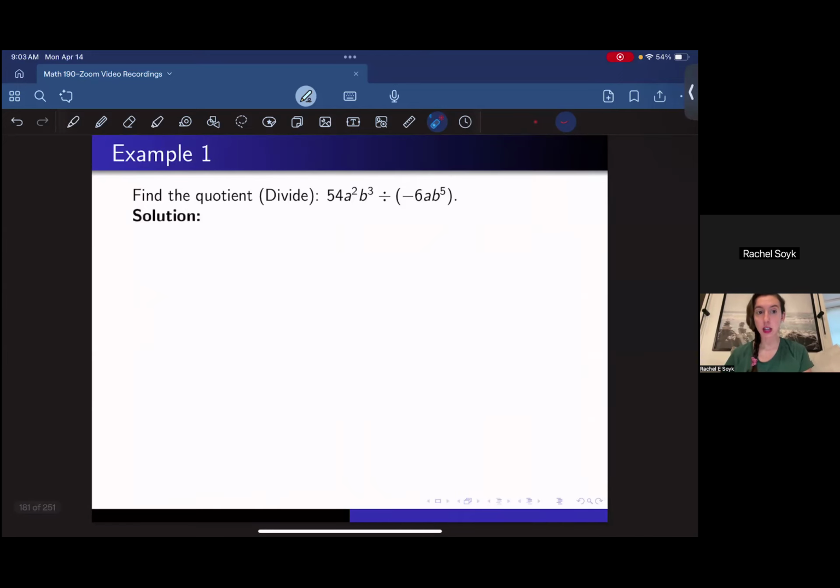So let's tackle this by using some concrete examples. We have two monomials divided by one another. I'm going to put it in fraction form so you can really get a sense of utilizing our properties of exponents here.